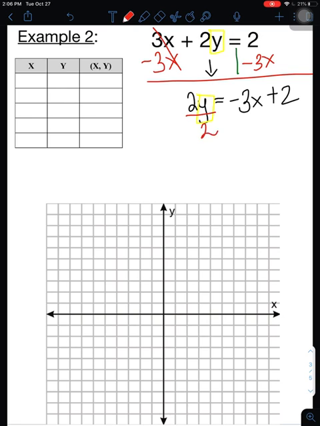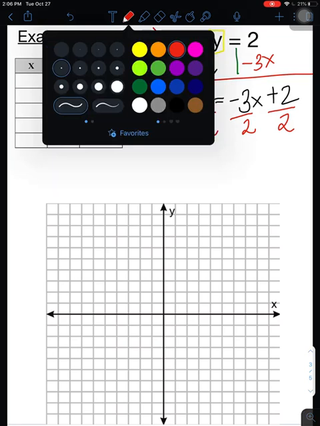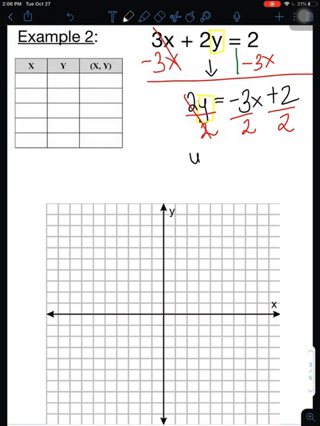Remember, when we have a number and a variable together like this, we are multiplying. So the opposite would be to divide. By 2 here and by 2 here. That would cancel out. Now we have y equals negative 3 over 2 x. And 2 divided by 2 is 1, so plus 1.